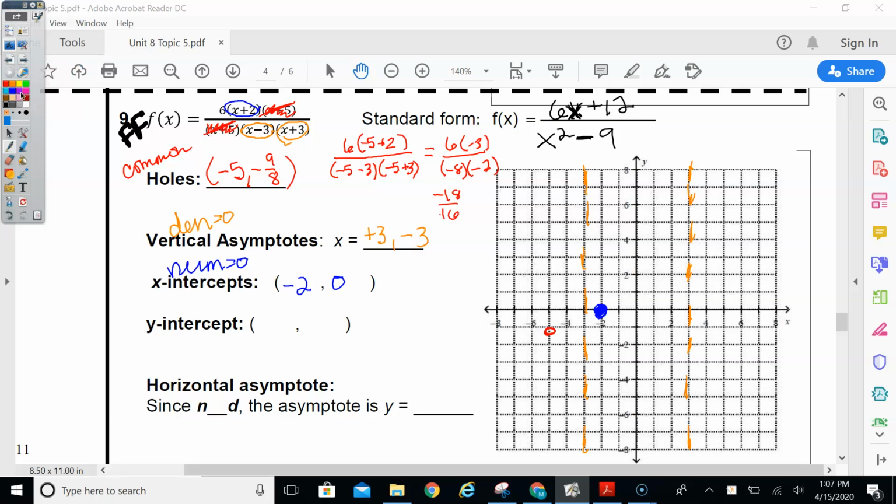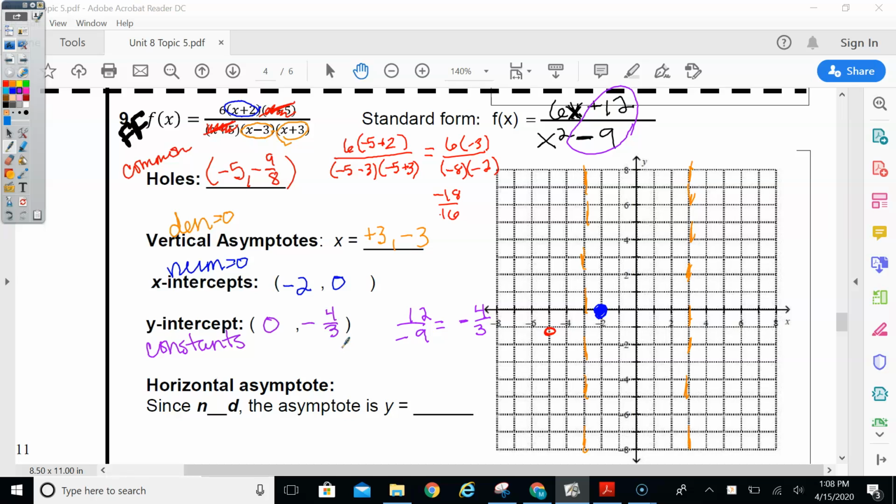Okay, so from here, y-intercept are the constants. So the ratio of the constants is going to be 12 over -9. 12 over -9 reduces to negative. Divide them both by 3. 12 divided by 3 is 4. 9 divided by 3 is 3. So 0, -4 over 3.